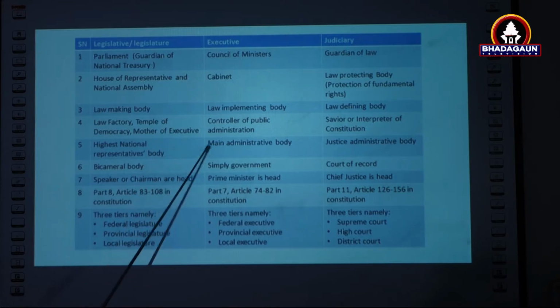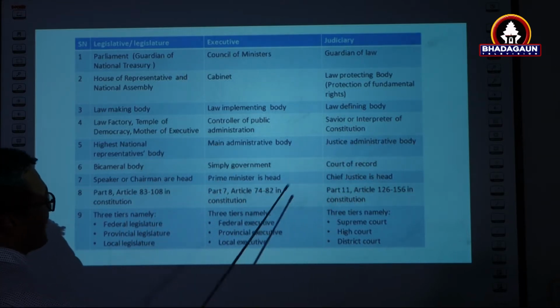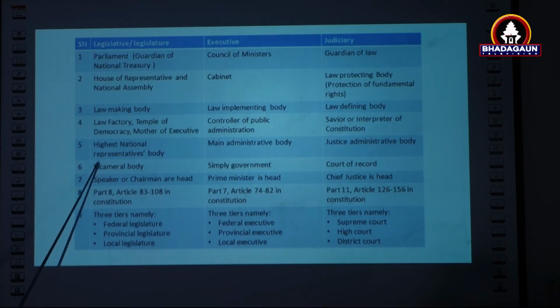And executive is the main administrative body, and the justice administrative body is known as judiciary. And legislature is a bicameral body. It means द्विसदनात्मक सदन. सदन भन्नाले पार्लियामेन्ट.